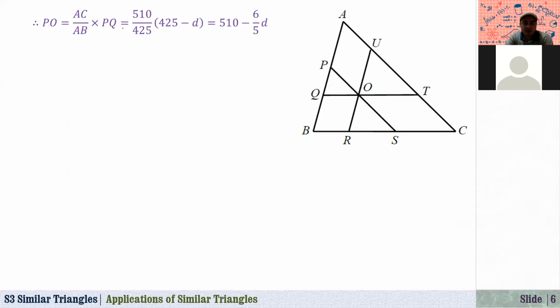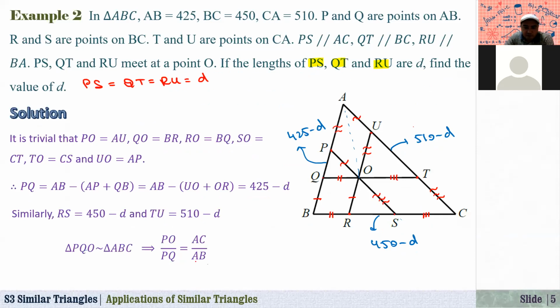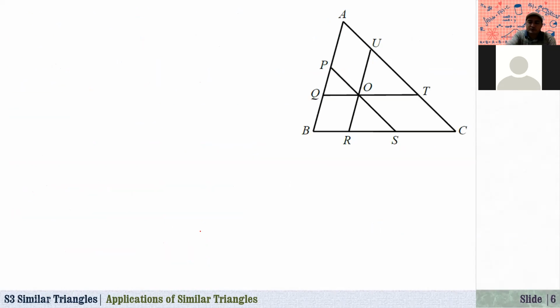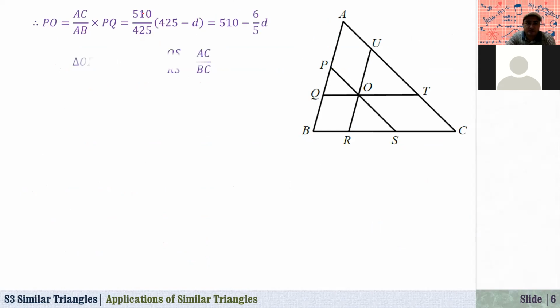So now if you just find PO, PO equals AC over AB times PQ. If you substitute the expression for this: AC is 510, AB is 425, PQ is 425 minus D. And if you just expand this, 425 is gone, and we get 510 minus 6 over 5 D, because if you simplify this, it is 6 over 5 D.